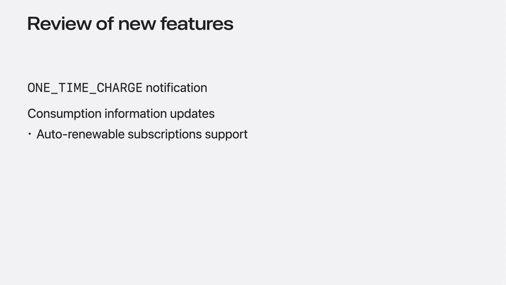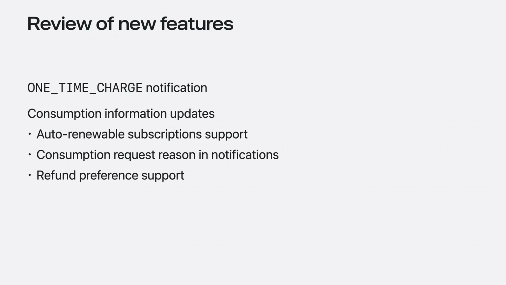Now, I'll briefly review the new features shared in today's session. The new one-time charge notification is sent for one-time purchases. So now you can track every single in-app purchase made in your app by using App Store Server notifications. Consumption request notifications are now sent for refund requests submitted for auto-renewable subscriptions in addition to consumables. And these notifications now include the new consumption request reason field. Using that field and other server-side data, you can now express a preference for granting or denying the refund when calling the Send Consumption Information endpoint.